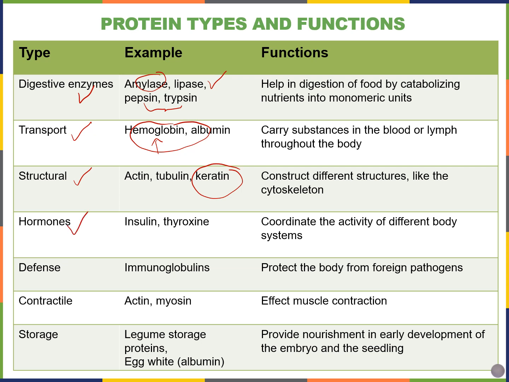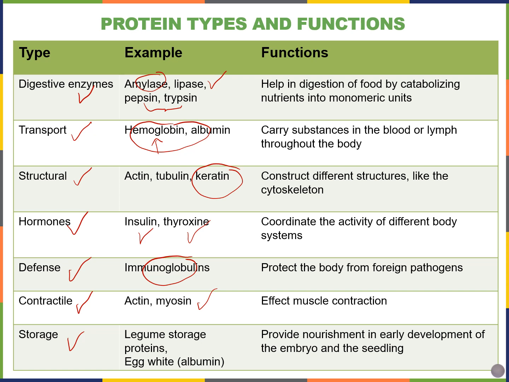Hormones, so proteins are important in terms of hormone production as well. Insulin is a type of protein hormone, as is thyroxine, a type of hormone that determines our metabolic rate. I mentioned earlier, proteins are important in our immune system and defense. For example, immunoglobulins can bind to foreign substances and prevent them from invading further. We have proteins called actin and myosin that are involved in muscle contraction, and we can also store amino acids and other nutrients in protein format.